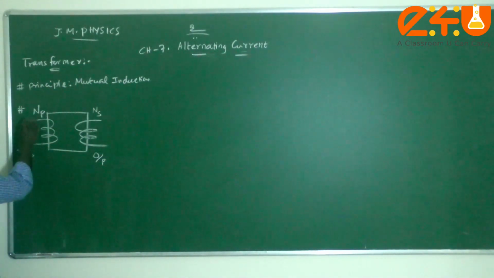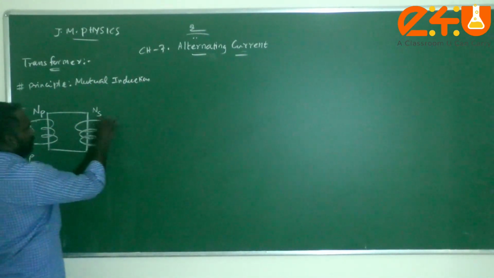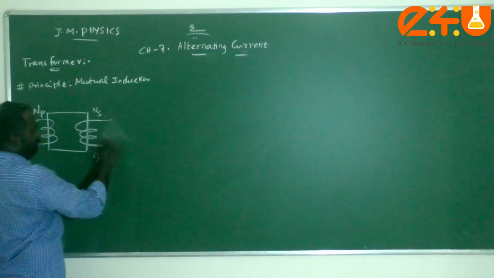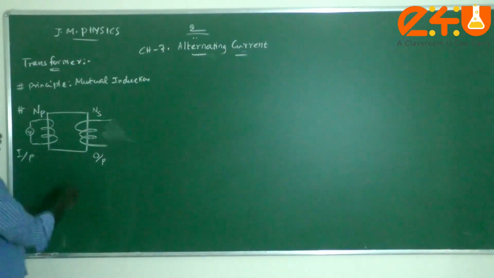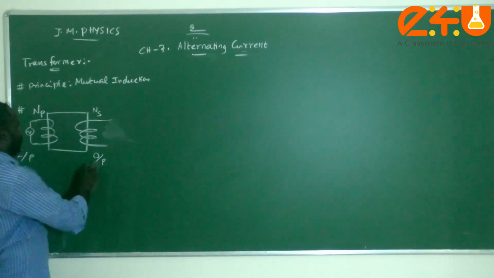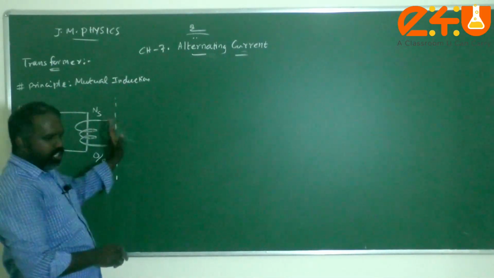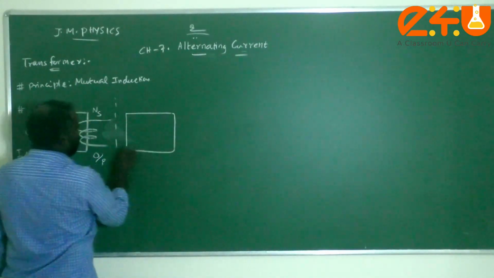The input part is connected to some AC source, and it also produces AC at the output part. Okay, and there is another diagram. What is the need for another diagram? Anyway, I will draw it here, and the difference between this one and the other diagram we will discuss later in this same chapter.